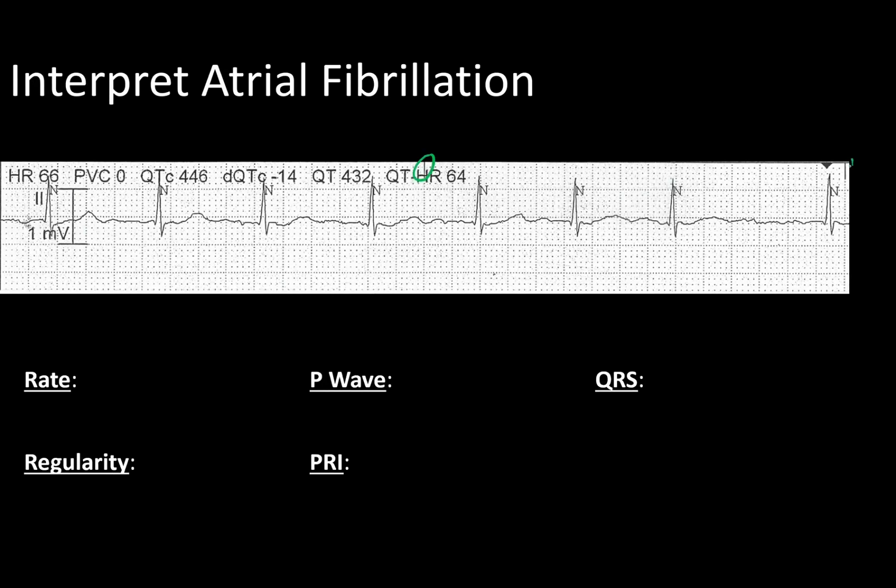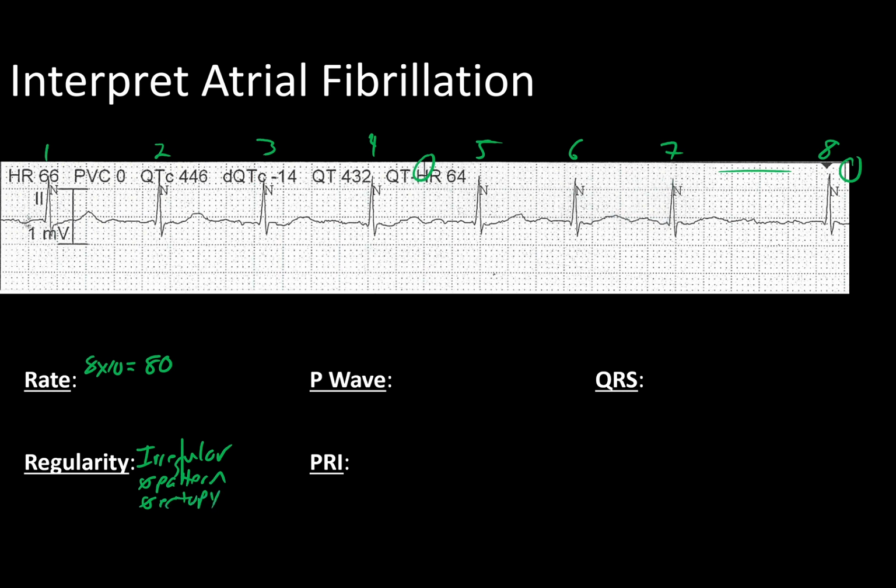So we've got a 6-second strip. Looking at it, it's almost regular right up until the end, and then we have this break through here. So we're going to say that we're irregular. And we'll count them out. There's no pattern that we can see, and there's no ectopy.